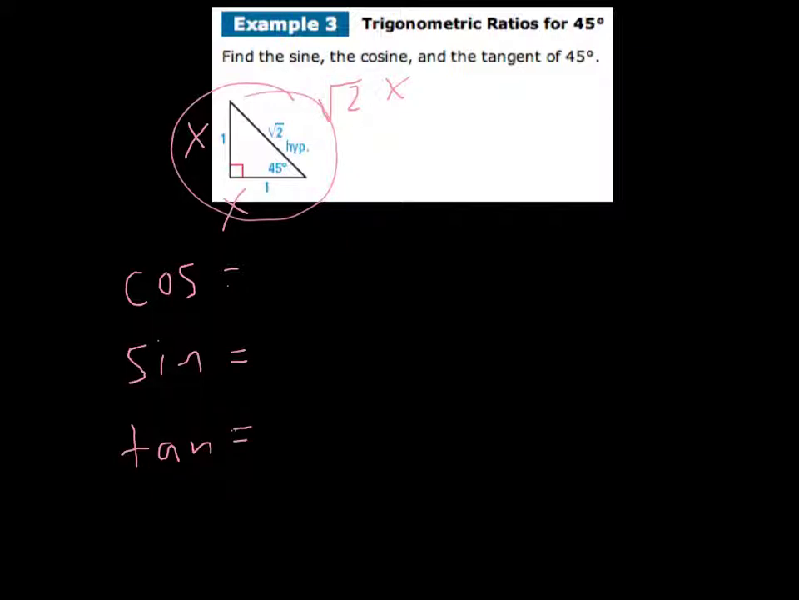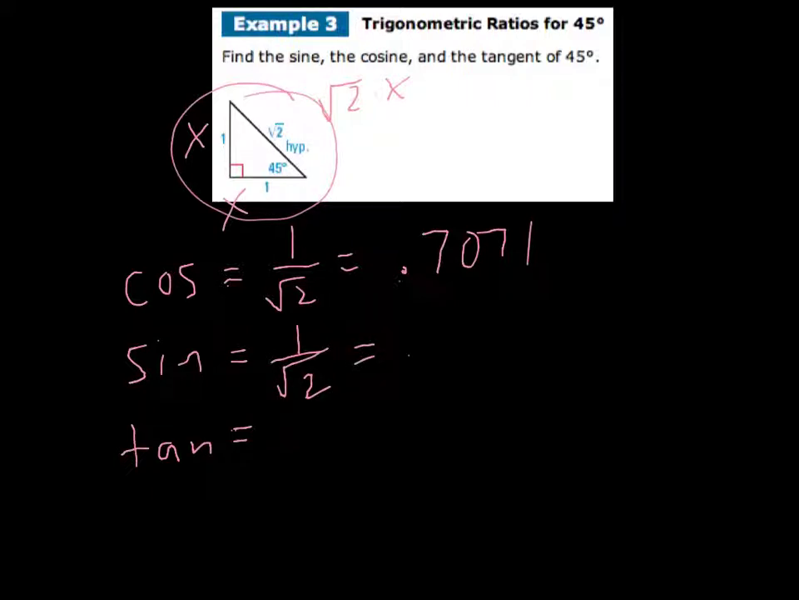For instance, the cosine is going to be 1 divided by the square root of 2, which works out to be 0.7071. And since both legs are the same, then the sine is also 1 over radical 2, which is 0.7071. This ratio is particularly important in pre-calculus.